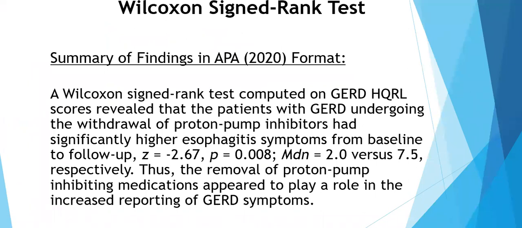So using APA format, we can say a Wilcoxon signed rank test computed on HRQL scores revealed that the patients with GERD undergoing the withdrawal of PPIs had significantly higher esophagitis symptoms from baseline to follow-up. Then I report the Z, the p, and the medians. Now you want to remember to report the medians in the correct order. Baseline first, and then post-treatment or follow-up last, right?